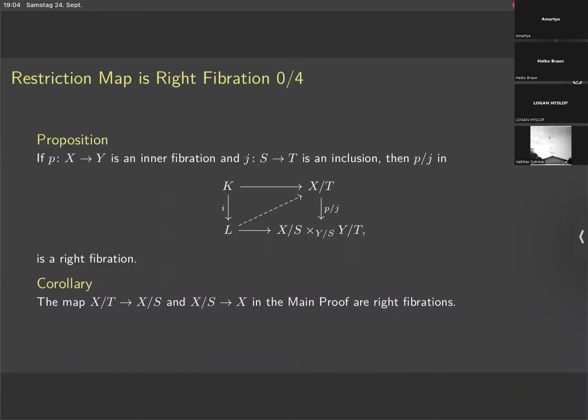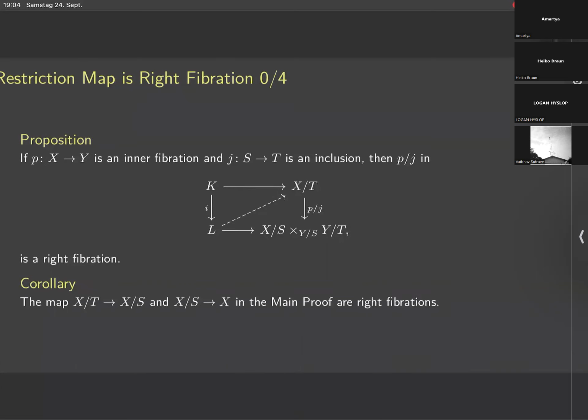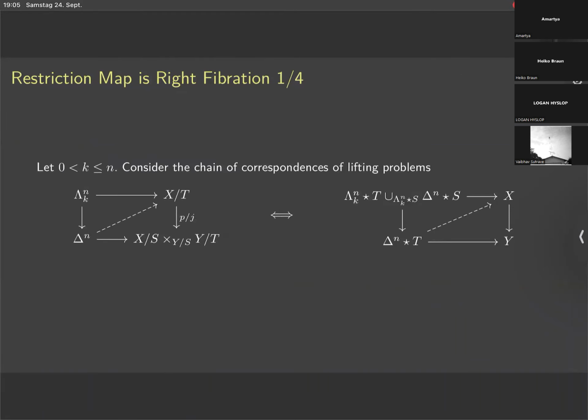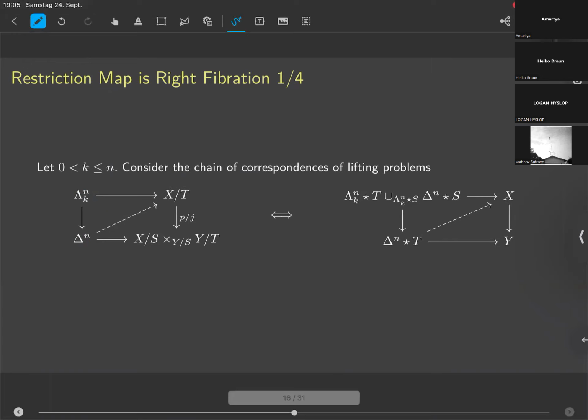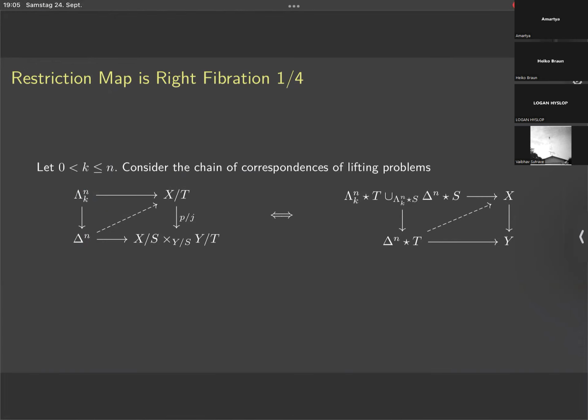So to see that this map is a right fibration, we just test it along some horn inclusion like this, where 0 is less than k, smaller or equal to n, and consider any lifting problem of this form on the left-hand side. And using the key technical lemma, we can take all this stuff to the other side and find an equivalent lifting problem. So now we have gotten this.